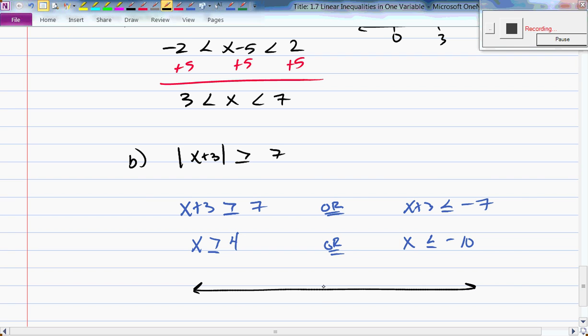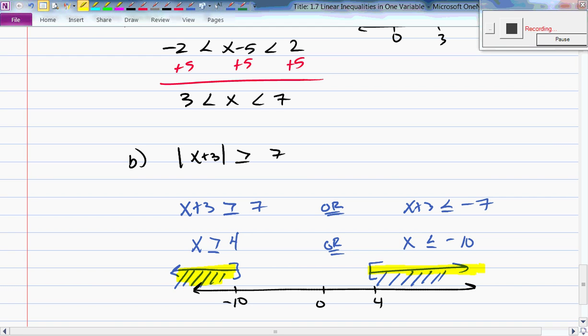Now let's interpret the number line. Check it out. Here's 0. Here's 4. Here's -10. Am I using parentheses or brackets in this context? Brackets. Good. Go to the left, my region. Go to the right, my region. So notice I have two separate unbounded regions. Any number to the left of -10, including -10, or simultaneously any number to the right of 4, including 4, will deliver a true statement to my absolute value inequality.